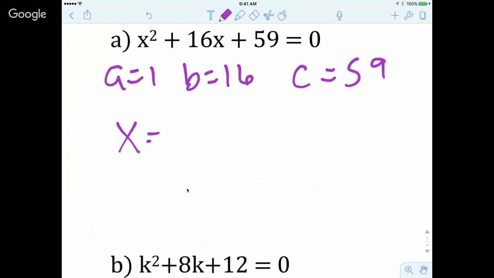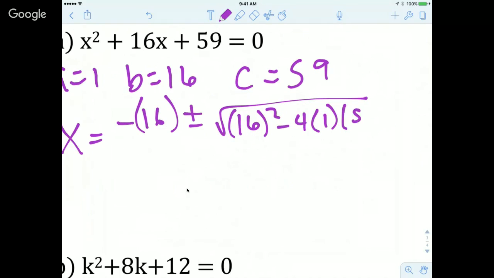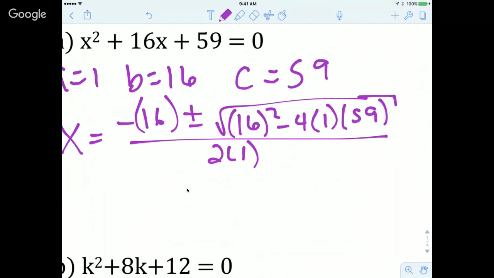Okay, x equals negative b, negative 16 plus or minus the square root of 16 squared minus 4 times 1 times c, all over 2 times 1. Keep in mind, I'm probably not going to let you use the calculator or Desmos, so you need to be familiar with doing it without. So you calculate only the part under the square root. What's 16 squared minus 4 times 1 times 59? Somebody have that for me?